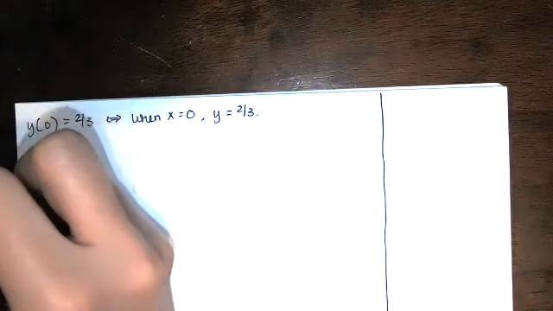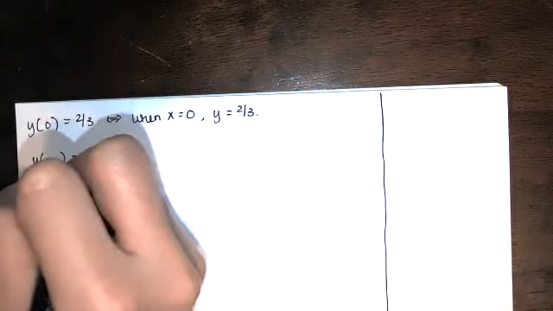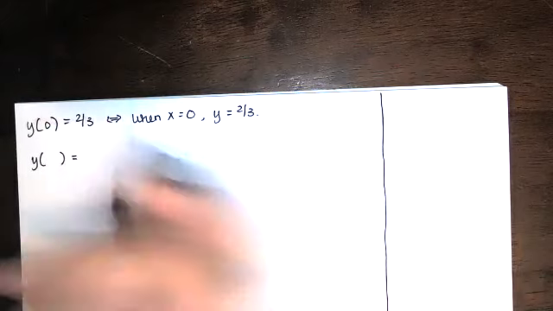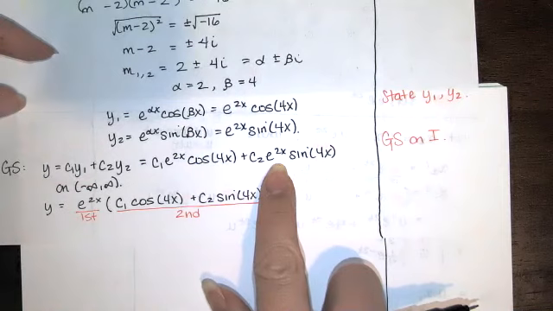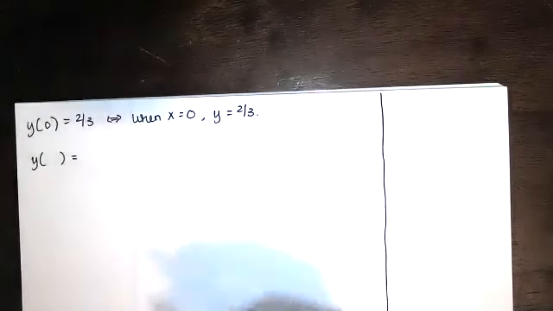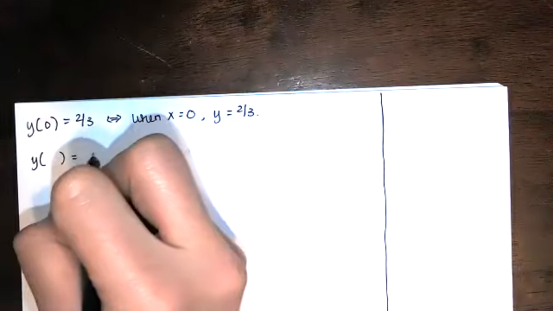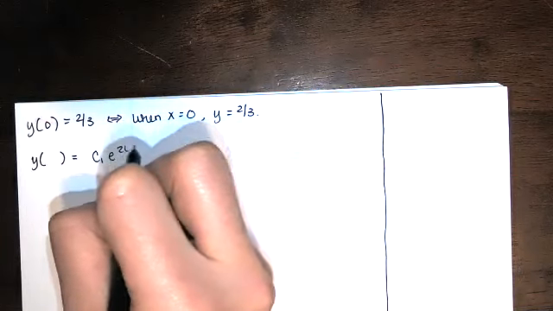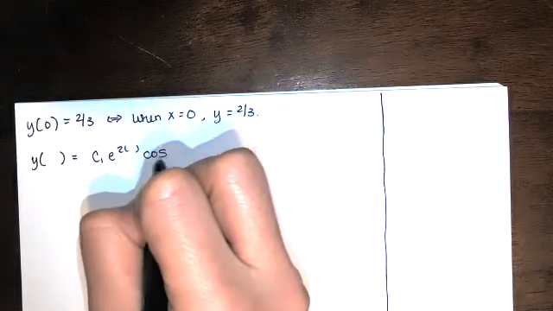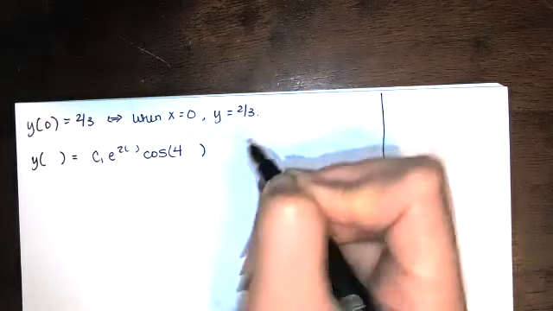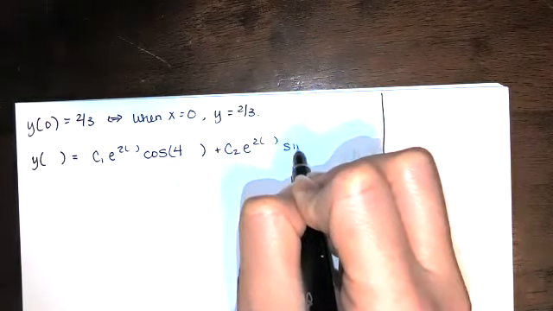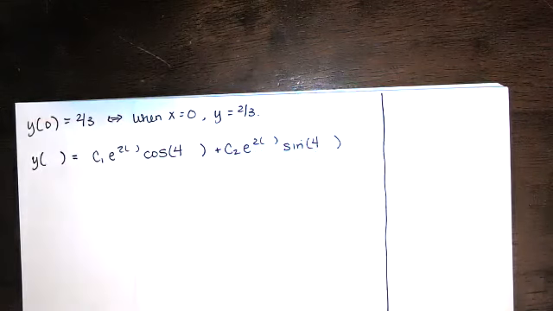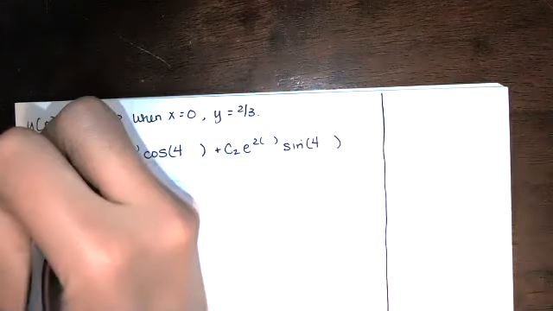Okay, so I can replace x with 0 in this function right here, and then I want to simplify as much as possible. y was c1 times e to the 2x times cosine of 4x plus c2 times e to the 2x times sine of 4x. And we're replacing x with 0.